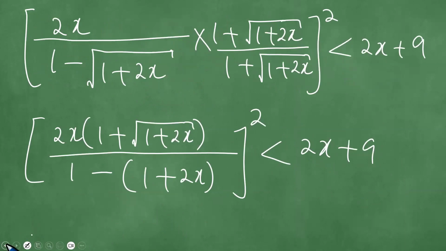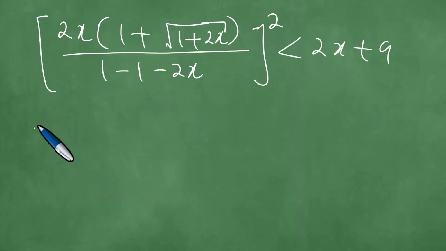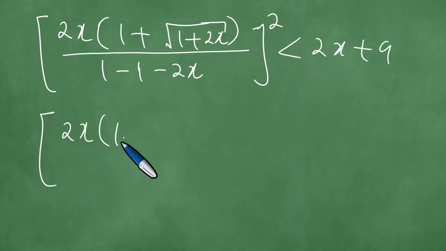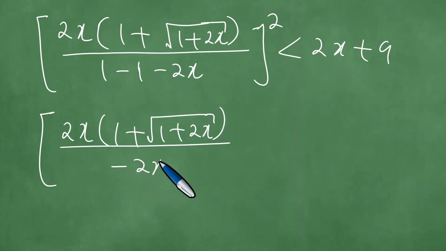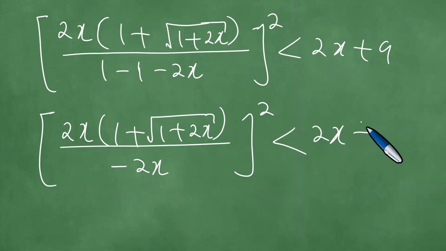We apply distribution in the denominator, getting minus 1 minus 2x. 1 minus 1 becomes 0. So that we have 2x, 1 plus the square root of 1 plus 2x, and in the denominator 1 minus 1 is 0, and we have minus 2x, less than 2x plus 9.